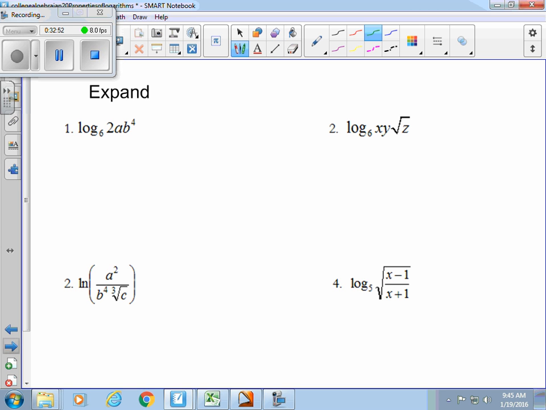Alright, so this asks us to expand. So I'm going to take it and break it into multiple logarithms. How would we do that? Okay, it's multiplied, so I'm going to take that property backwards and rewrite this as log base 6 of 2 plus log base 6 of a plus. Good. I'm going to show an extra step now, but that was perfect. Log base 6 of b to the 4th.